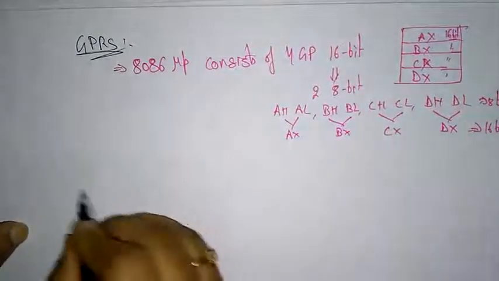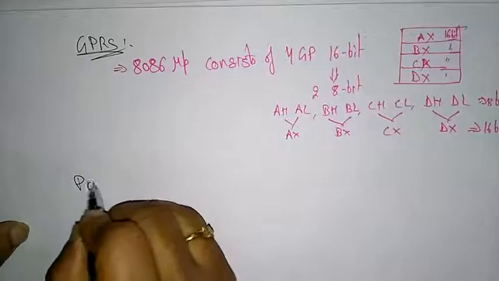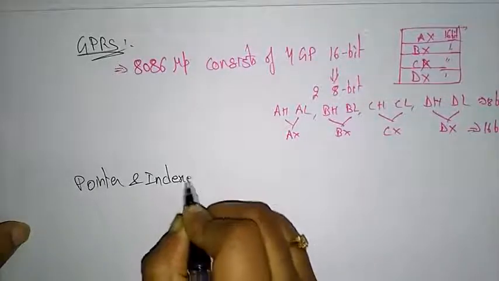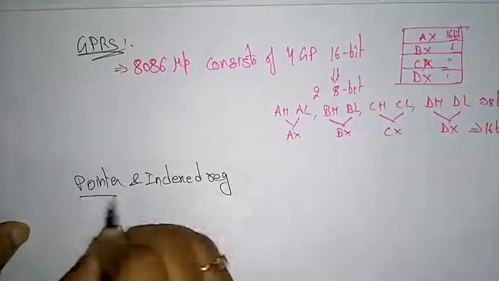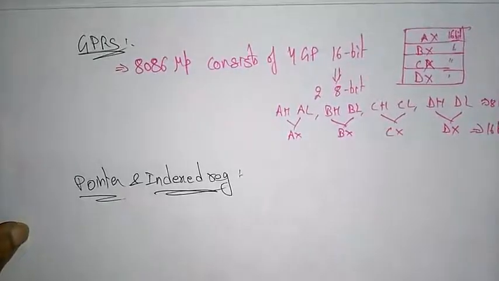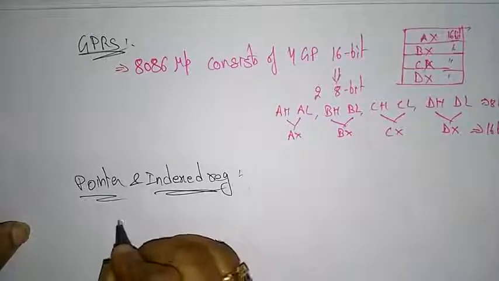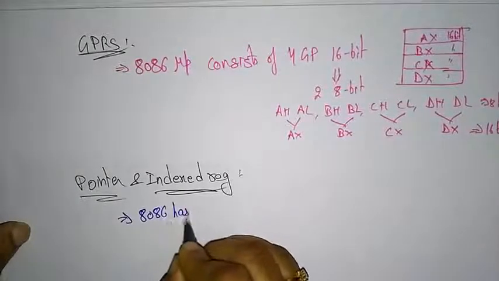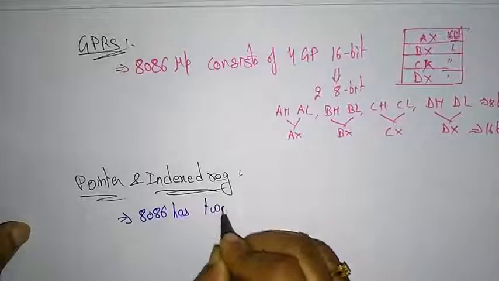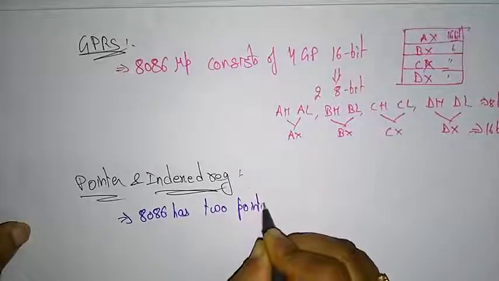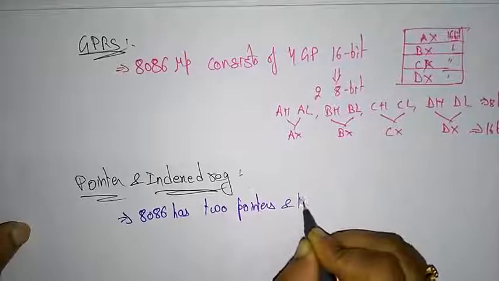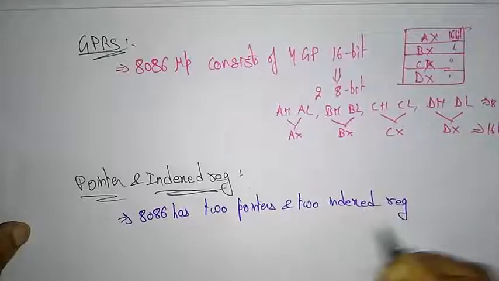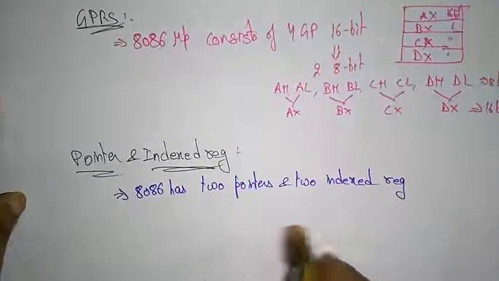Now coming to the next functional part, the pointer and index registers. What is the function of the pointer and index registers in the execution unit? The 8086 has two pointer registers and two index registers.